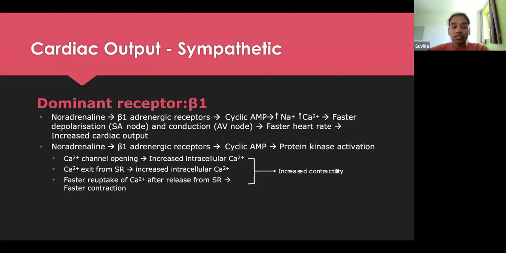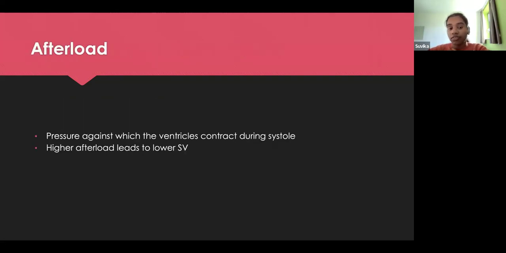Some things that can increase your afterload: if it's pulmonary circulation, any edema there or anything wrong with your lungs can increase it. Or if you've got edema in your peripheral circulation, that can also put more pressure on the heart itself. So heart failure can actually perpetuate that.